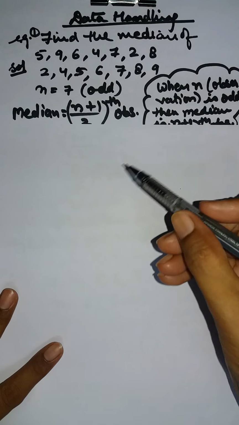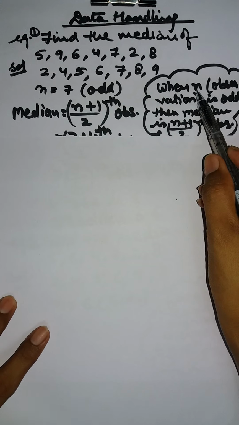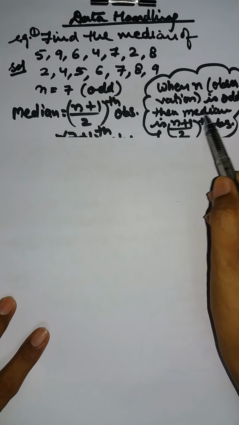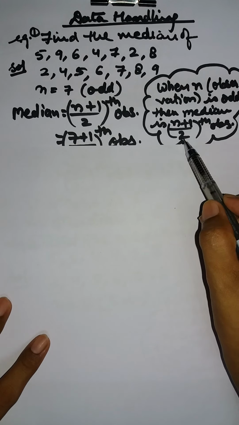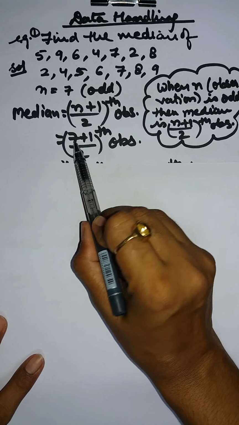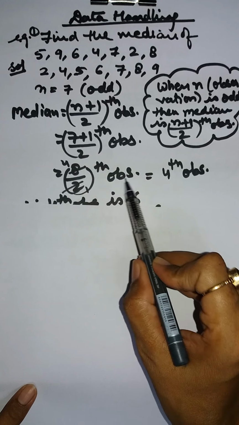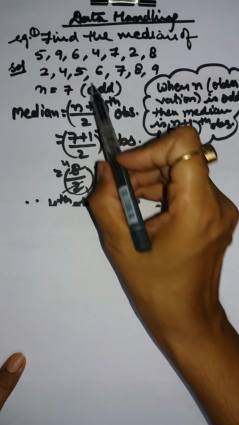So for this, how will we get the median? The formula is: when n, the number of observations, is odd, the median is the (n plus 1) upon 2-th observation. It means we write here 7 plus 1 upon 2, which is 8 upon 2, and when we divide it we get 4. That means the 4th observation is called the median in this case.